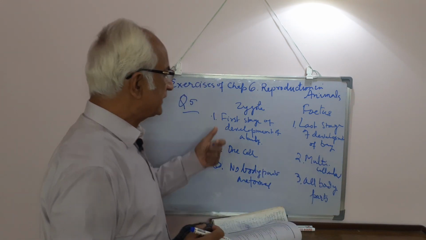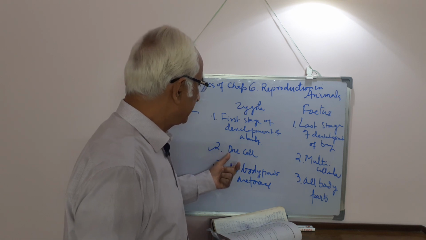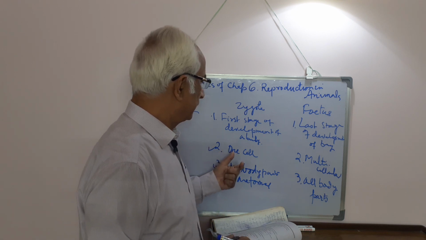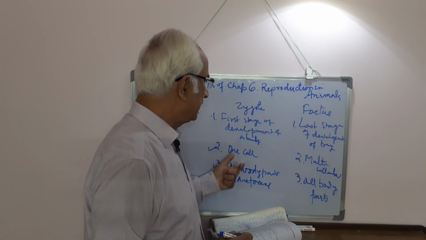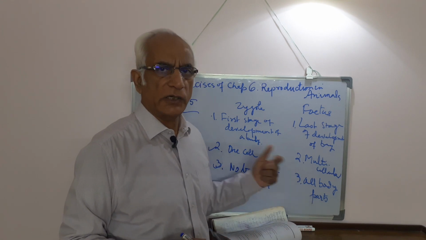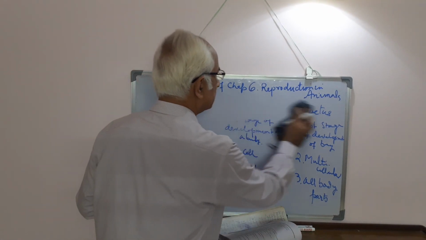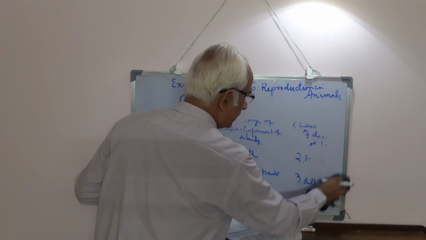So the zygote is the first stage of development of a baby. The fetus is the last stage of development of a baby. The zygote is one cell. The fetus has many cells. The zygote has no body parts. The fetus has all body parts. So that is your question number 5.